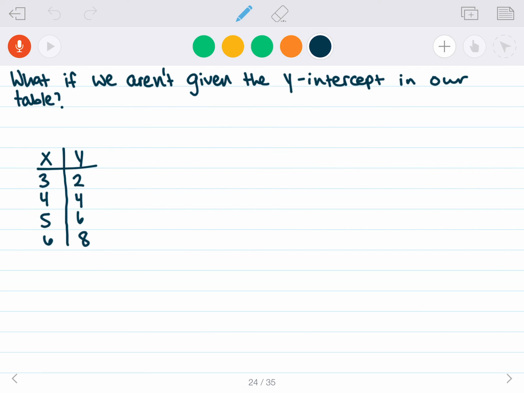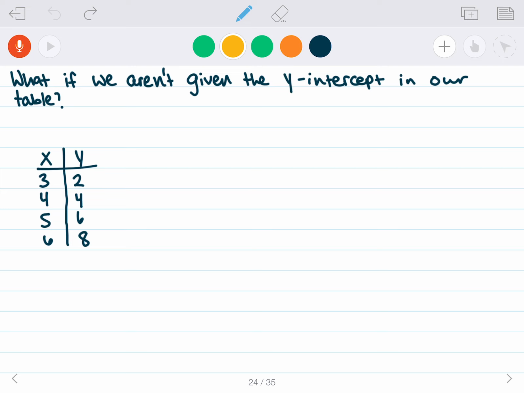Okay, what if we aren't given the y-intercept in our table? How do we deal with that? So maybe think about this for a minute. Maybe pause the video and just reflect on what you would do. You shouldn't graph this. Don't try to graph this and see what it is, because that's just going to take too much time.